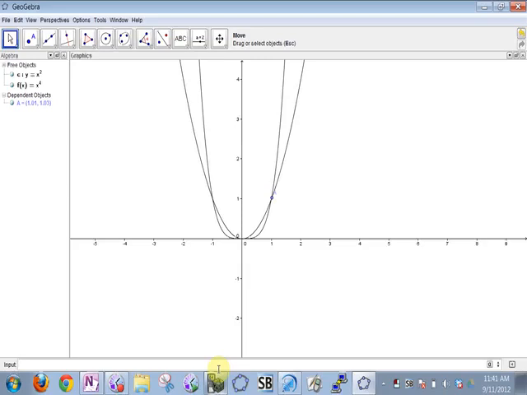X to the 4th is x times x times x times x. Each one of those factors has 0 as one of its zeros. Now, when you see something that's that flat, can you make the assumption it's probably repeated more than twice? Yeah.